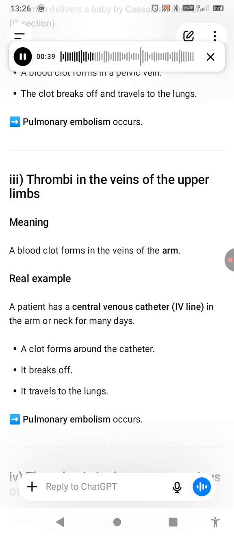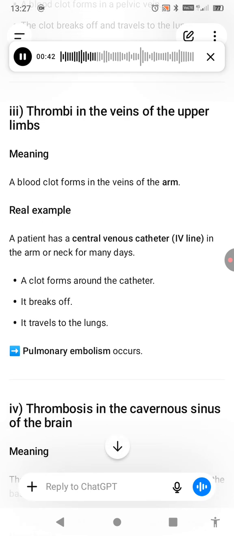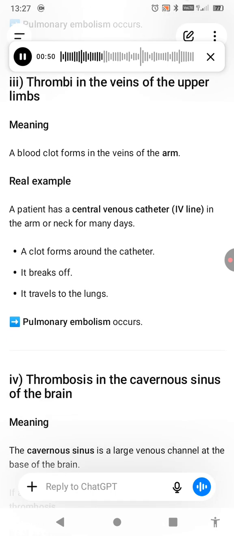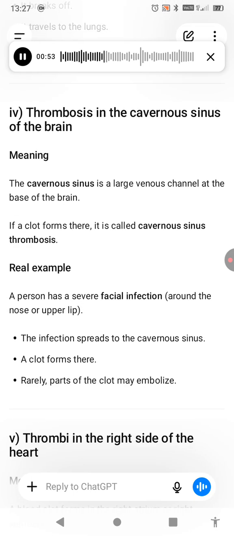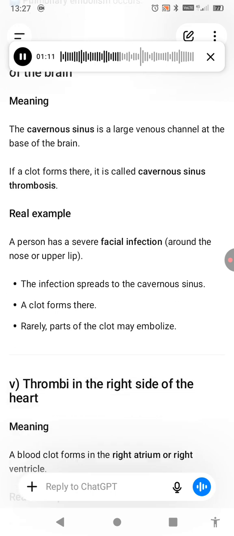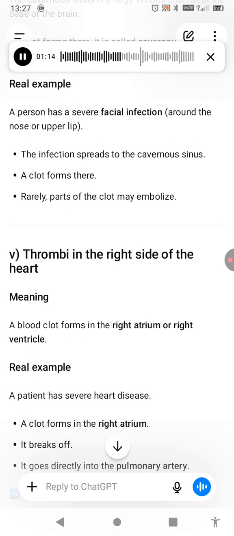of the arm. Real example, a patient has a central venous catheter, IV line, in the arm or neck for many days. A clot forms around the catheter, it breaks off, it travels to the lungs. Pulmonary embolism occurs. IV. Thrombosis in the cavernous sinus of the brain, meaning the cavernous sinus is a large venous channel at the base of the brain. If a clot forms there, it is called cavernous sinus thrombosis. Real example, a person has a severe facial infection around the nose or upper lip. The infection spreads to the cavernous sinus. A clot forms there. Rarely, parts of the clot may embolize.